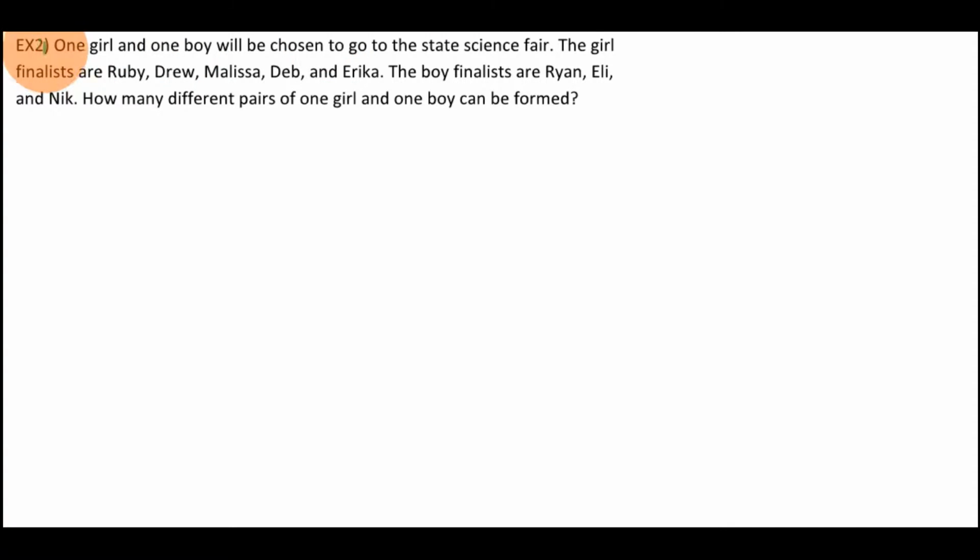We've got another problem to look at, so let's read through this example. It says one girl and one boy will be chosen to go to the state science fair. The girl finalists are Ruby, Drew, Melissa, Deb, and Erica. The boy finalists are Ryan, Eli, and Nick. How many different pairs of one girl and one boy can be formed?